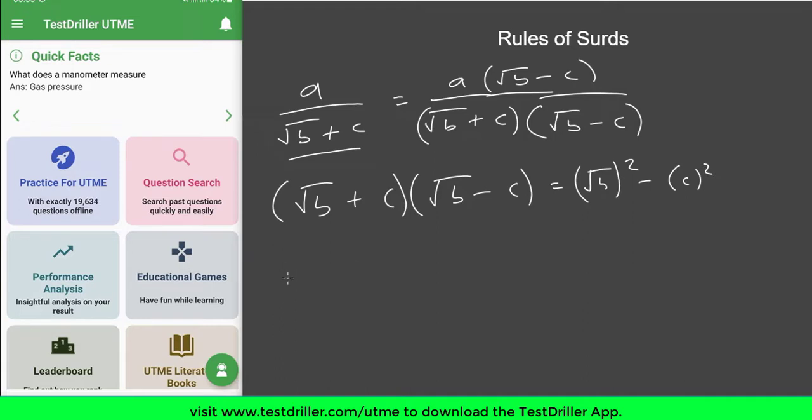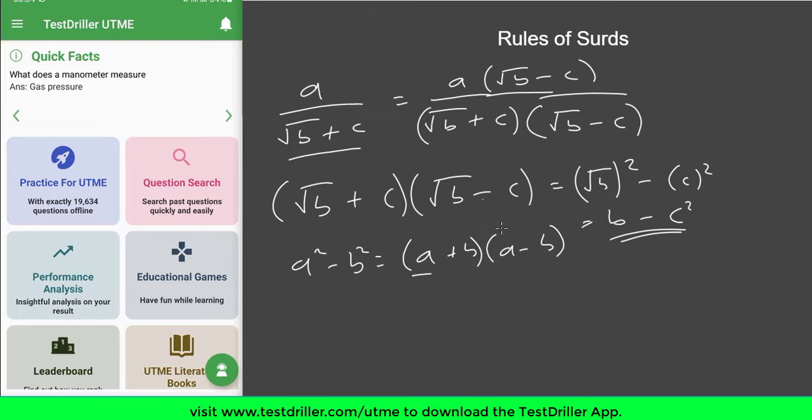This idea came from algebraic processes where, if I have a squared minus b squared, I can express it as a plus b times a minus b. So it's the same concept here. Whatever you have here, you just square this one, minus whatever you have here squared. That's basically what you are going to get all the time.